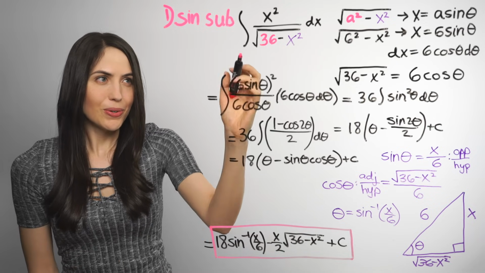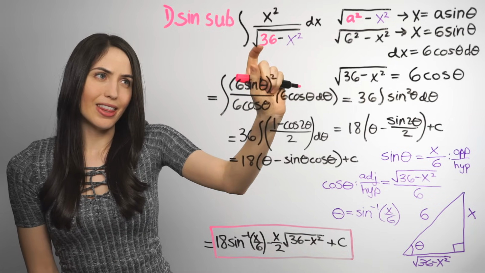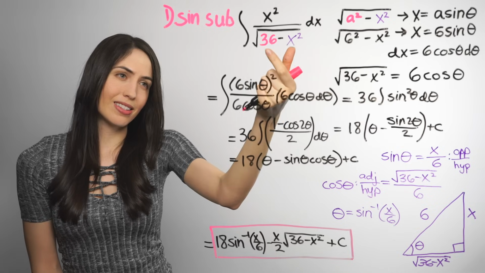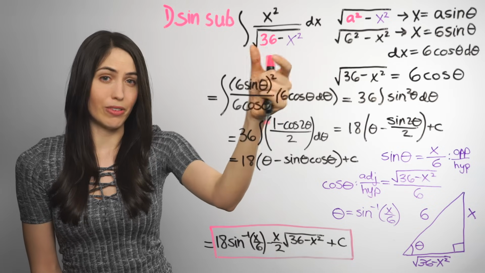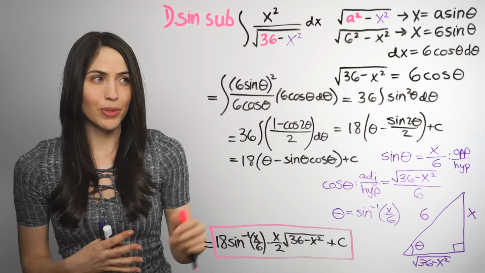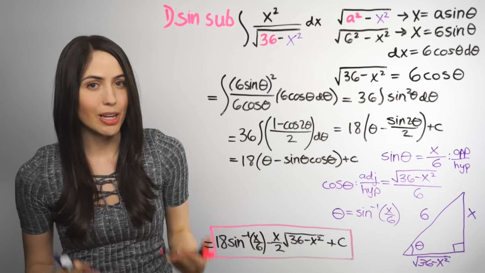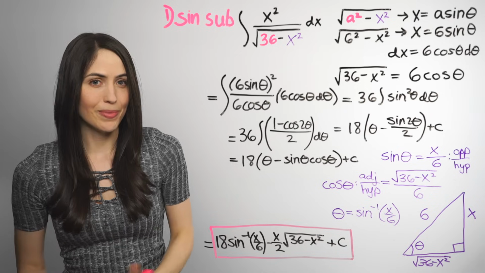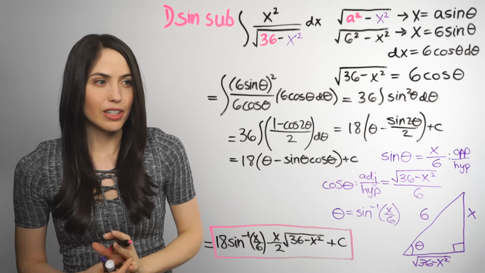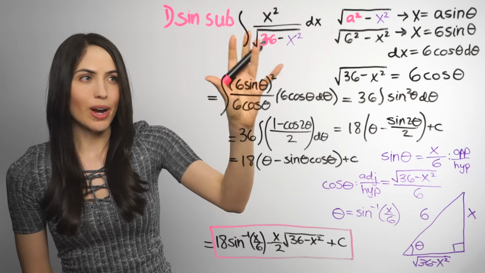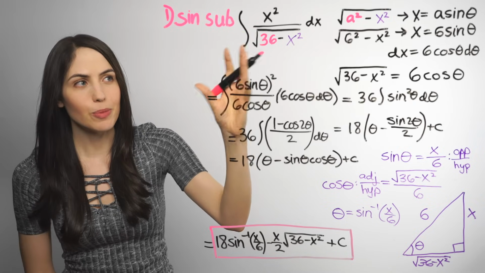Keep in mind, if you had one that was actually x squared minus 36 under the radical, like the reverse of this, that form would be secant substitution, a different type of trig sub. That's coming up.